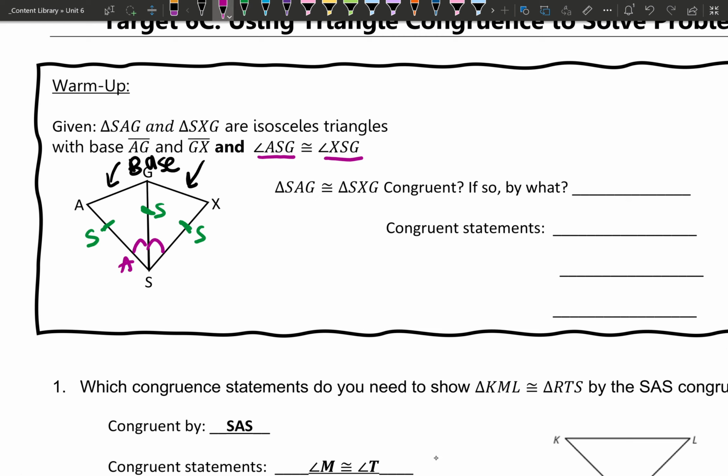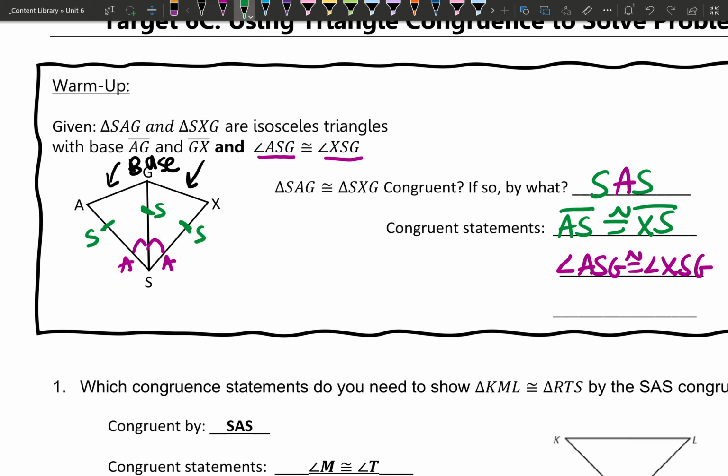Both of them have two sides and an angle marked. Is this side angle side? Sure is. Let's write down the congruency statements. We've got AS congruent to XS. We've got that given angle, ASG, that's congruent to XSG. And then, of course, we have our reflexive property there in the middle. SG is congruent to SG.